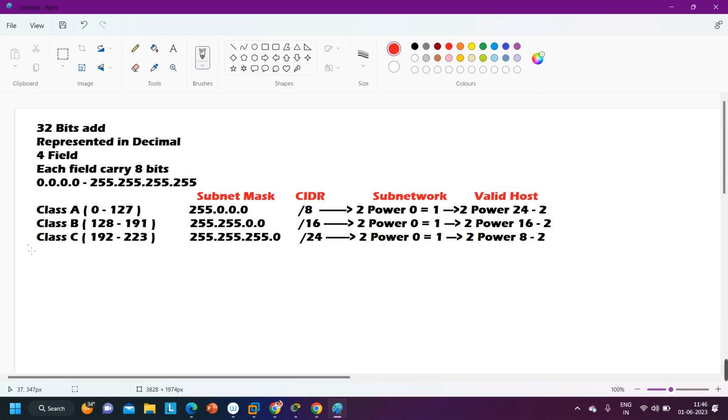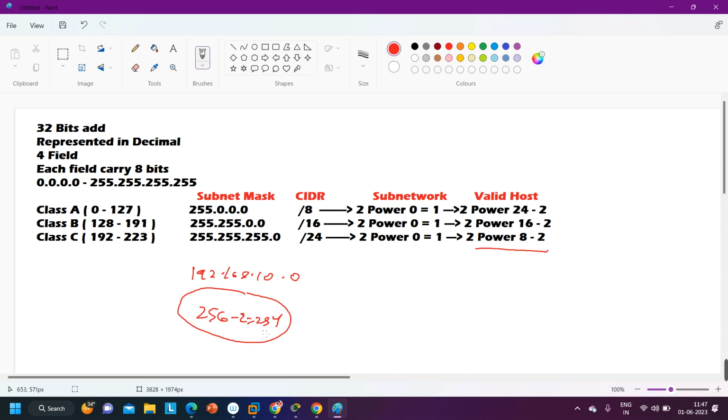Now, let's say I am using one IP address from class C, 192.168.10.0. This is an IP address from class C. So how many valid hosts are there? Here the number of valid hosts is 2 to the power 8 minus 2, which means 256 minus 2, that will be 254. Done.